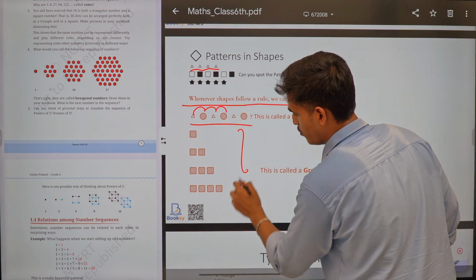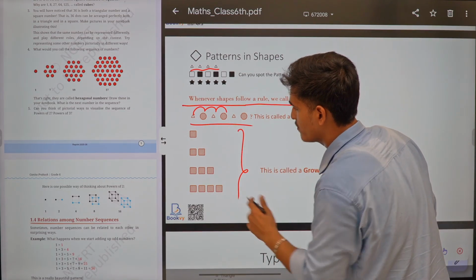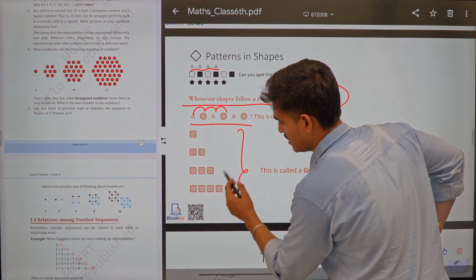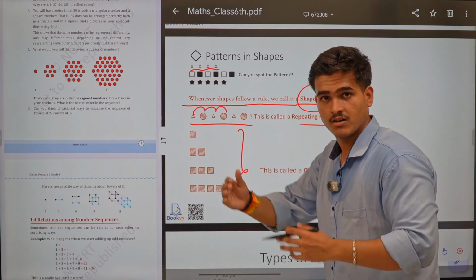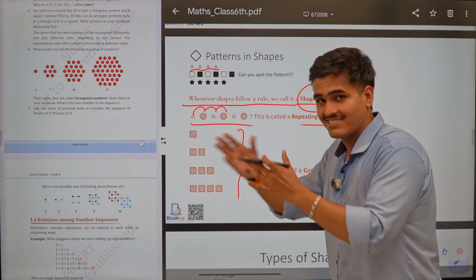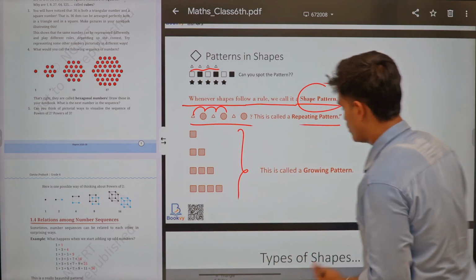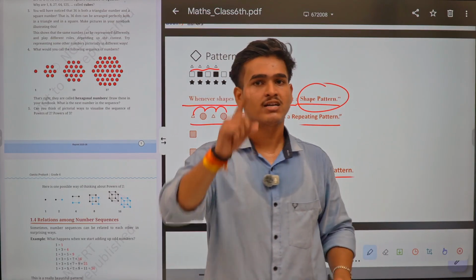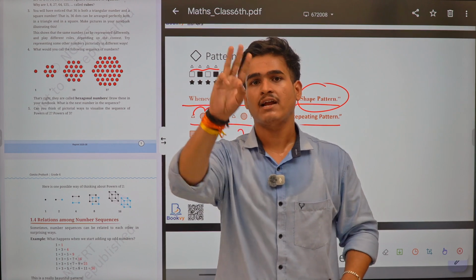Now, this cube, what does this cube stand for? There is one cube, then there are two cubes, then three. Sir, it is increasing by 1, 2, 3, 4, 5. So it is a growing pattern. Understood? The three types of pattern: shape pattern, repeating pattern, and growing pattern.